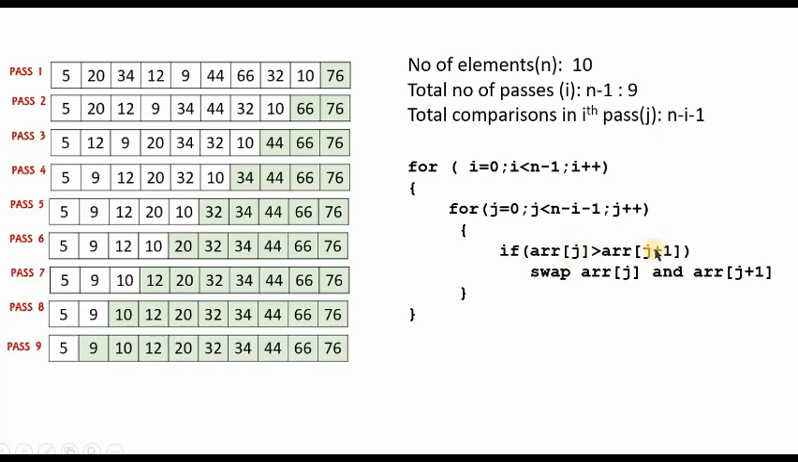If j is 0, j plus 1 will be 1. I need to compare 0 and 1, then 1 and 2, and 2 and 3, 3 and 4 and so on. Inside the j loop, I need to compare. If array of j is greater than array of j plus 1, if the first element being compared is greater than the second element, that means we are out of order, we need to swap the two elements. Else we don't have to do anything, hence the else part is not really written. Now we'll see how the swap functionality will be implemented.